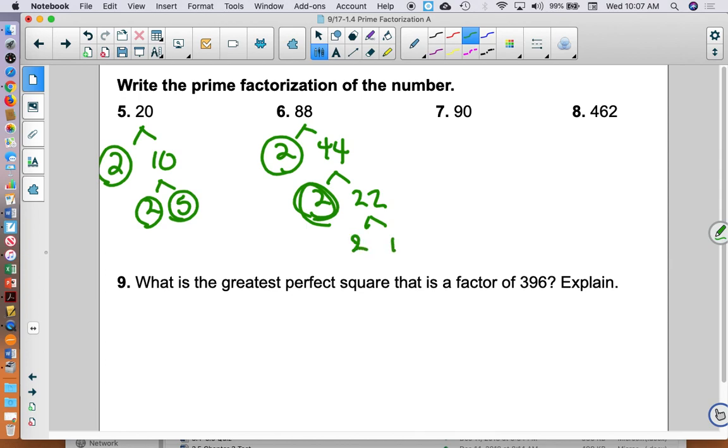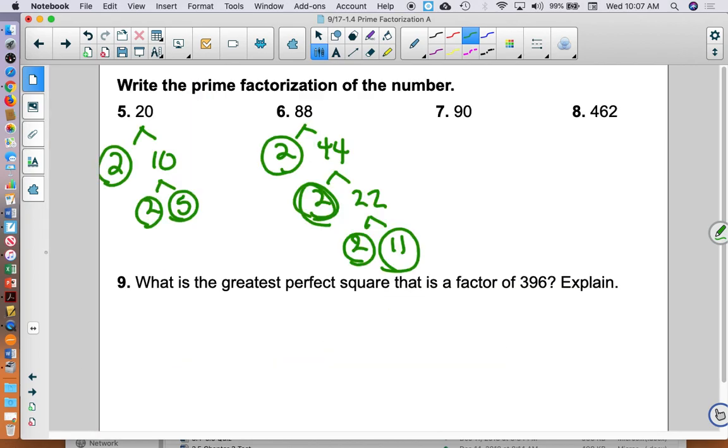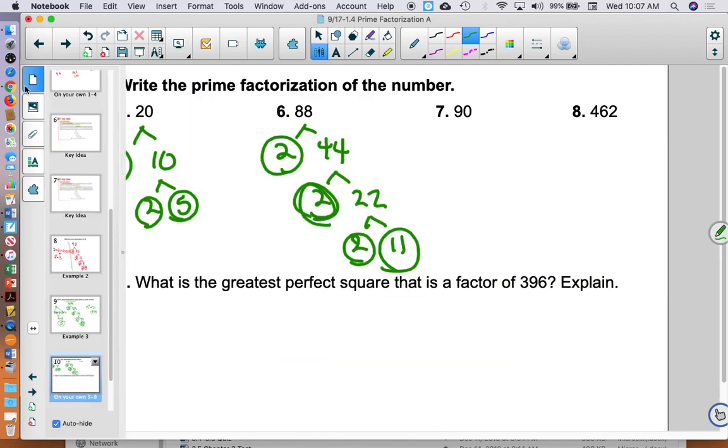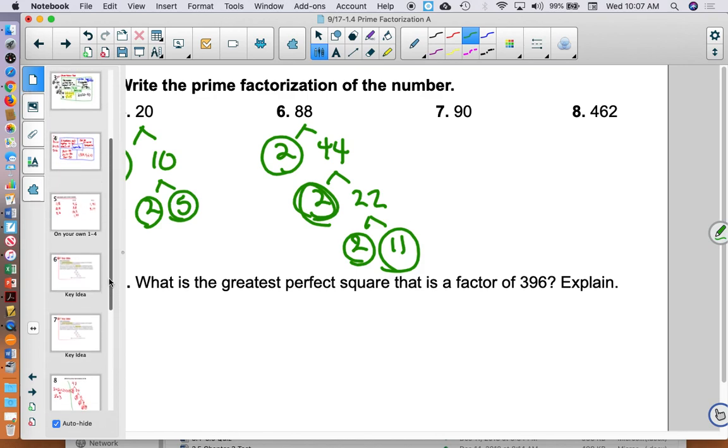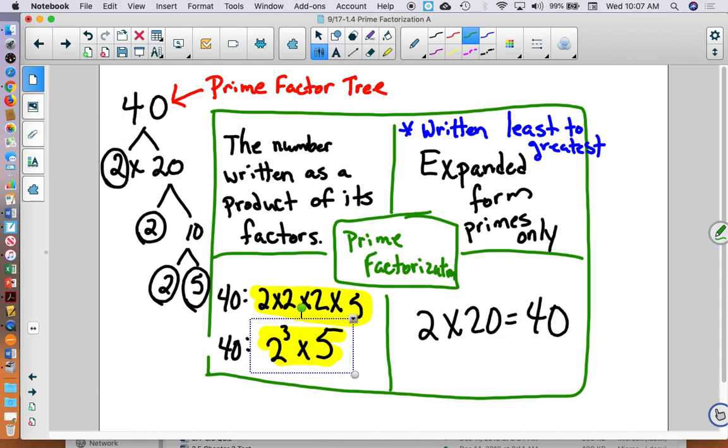But then I'm gonna go here. Now, are those all prime numbers? Yes. But are those prime factorizations? No. Those are prime factor trees. But if you look back up in your notes, in your binder, look at the prime factorizations. This is the tree. This is the prime factorization.